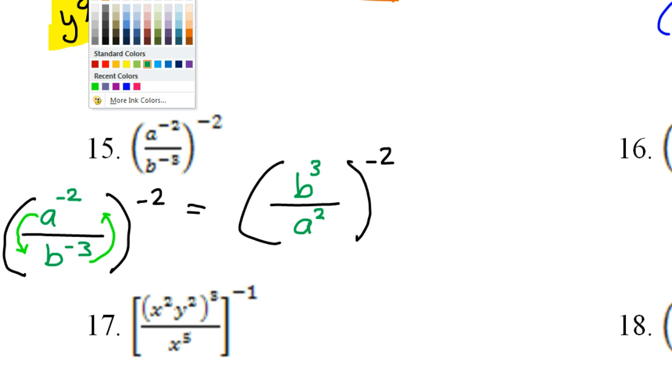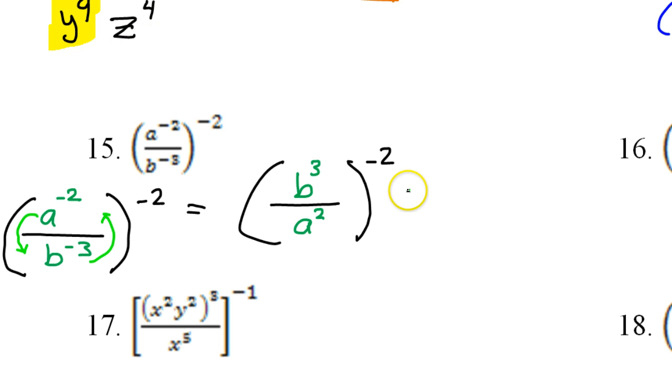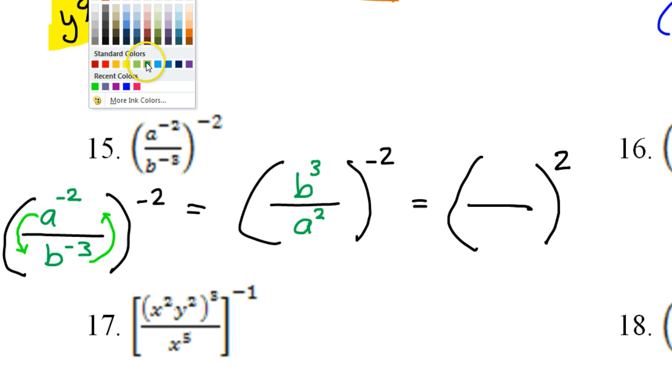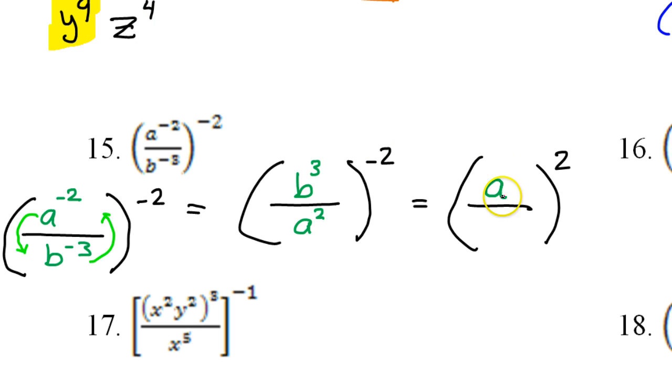So this is going to then become... I think I'll keep the colors the same for now. So if I want to take this shell and make it a positive 2, then I have to do the reciprocal in here. So that's going to make this become a squared in the top, and you know what?